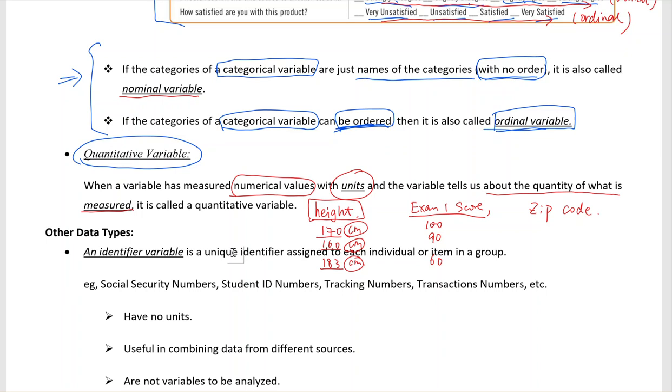What about zip code? For example, 45056, 27, I don't know, 078, something like that. What about zip code? Is zip code a quantitative variable?